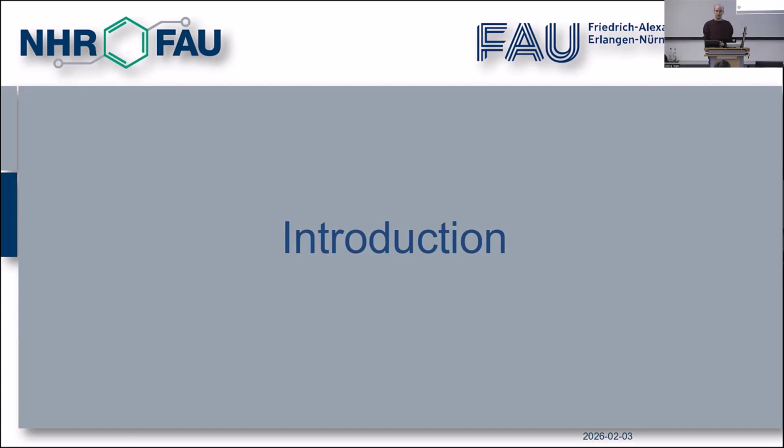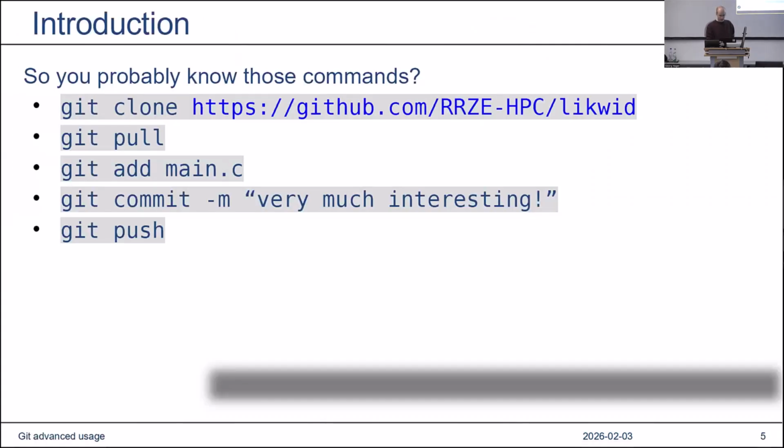And today I want to show you a bit more how you can use its features so that it gets less in your way, which I think is really what makes an advanced user, so that you don't get confused by it. So you probably have seen these commands before, at least I hope so. Let's say you want to clone a repository, you want to pull from it to get updates, you want to add a file to it and commit it and push it. This is the very basic thing that people know about Git, and you can get quite a far way with it.